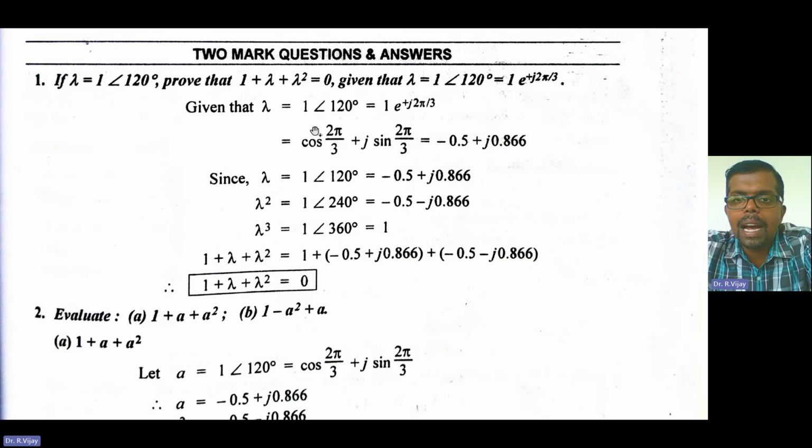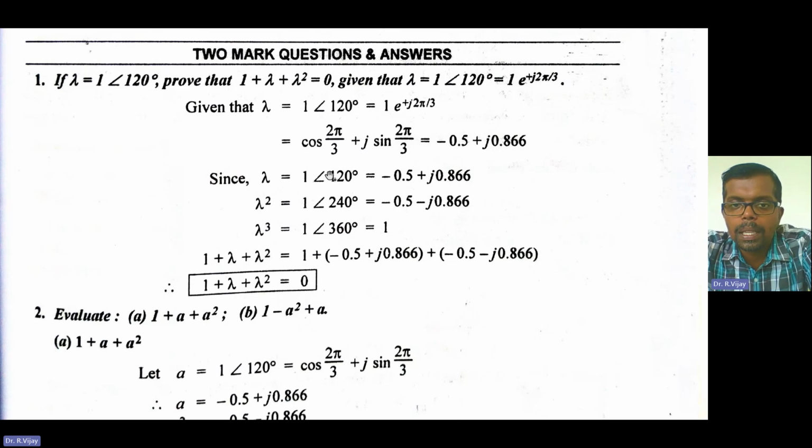So what is the value of cos 2 pi by 3? Just take your scientific calculator and you can solve this. You may get the answer as minus 0.5. What is the value of sine 2 pi by 3? Plus j into 0.866. So this is the value of lambda. So lambda is 1 at the angle of 120, that is nothing but minus 0.5 plus j into 0.866 in terms of the complex format.